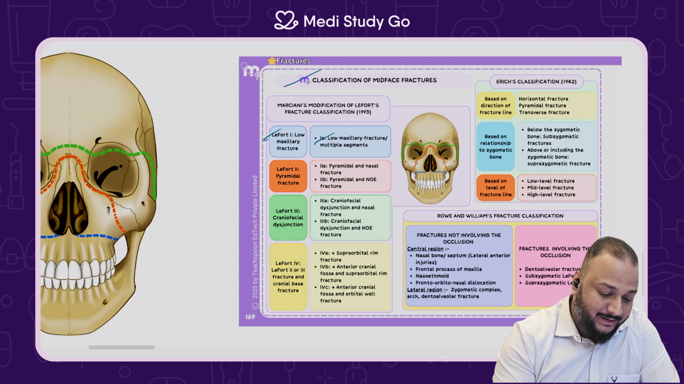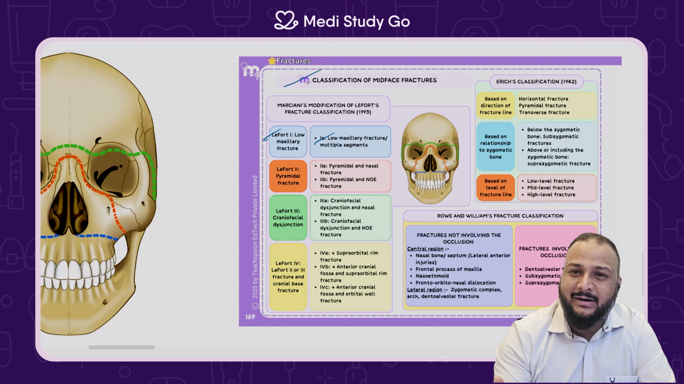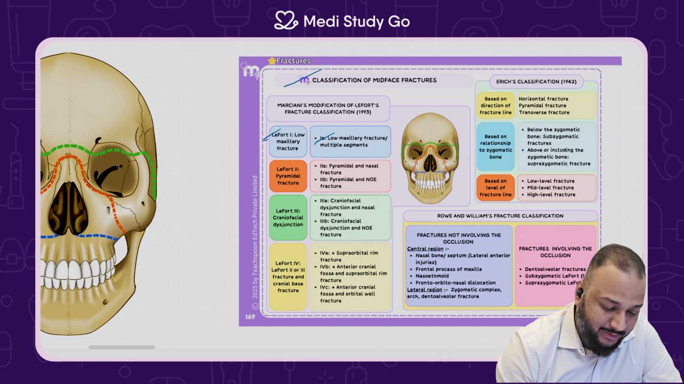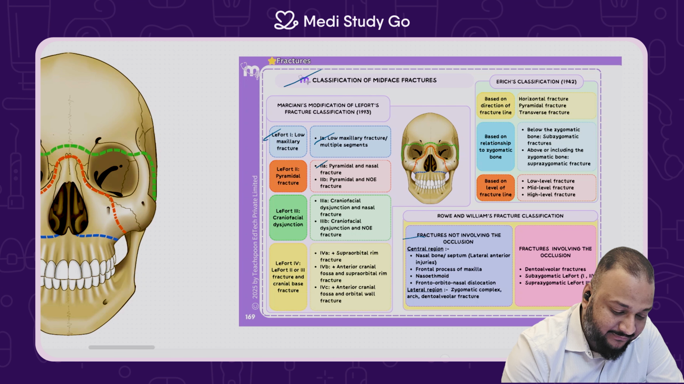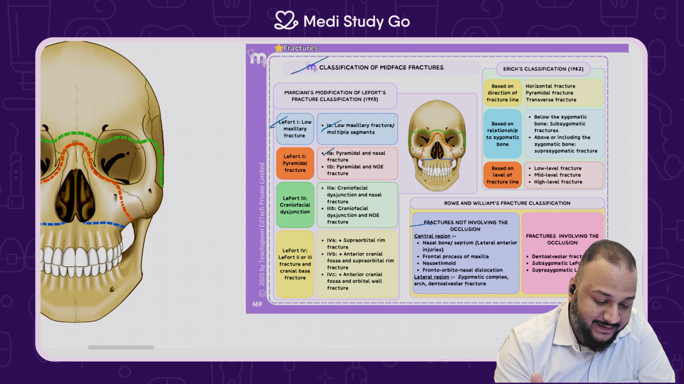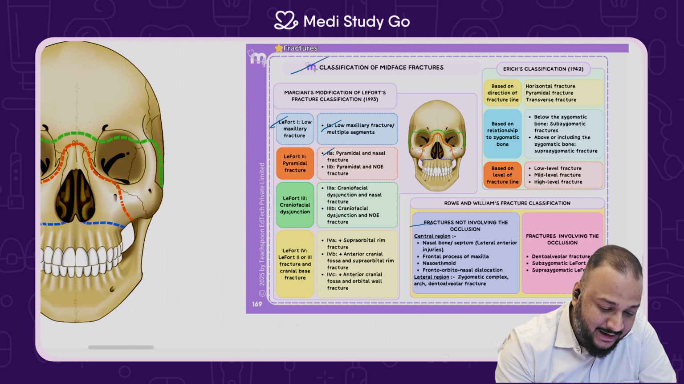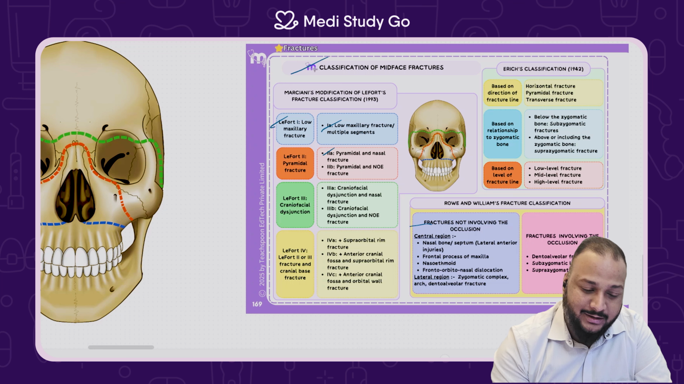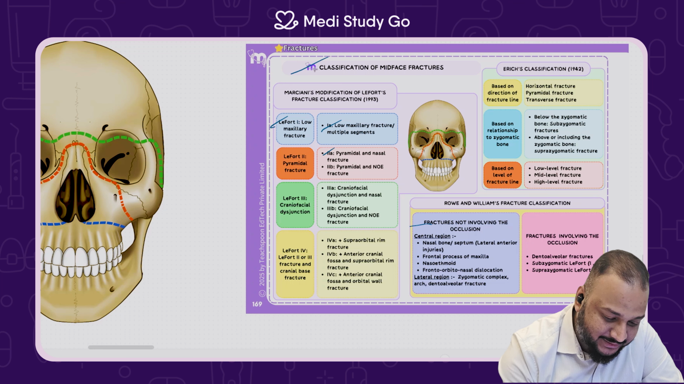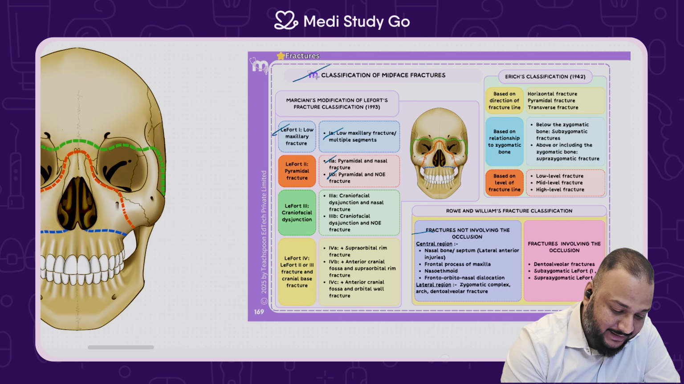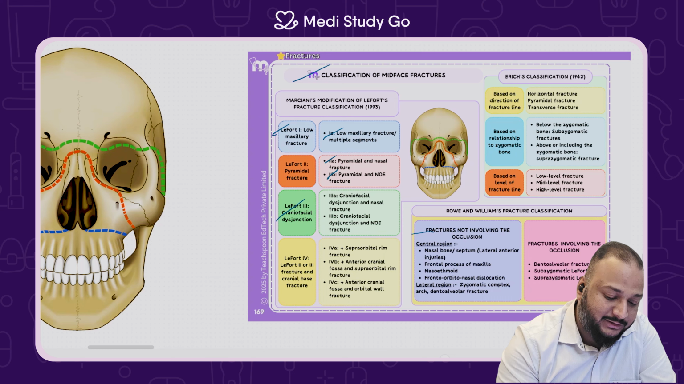Now the Lefort 2 fracture, which is a pyramidal fracture, is divided into two parts by Marciani et al. The Lefort 2A level tells you that a pyramidal fracture along with a nasal fracture is a Lefort level 2A fracture, and a pyramidal fracture in concomitance with an NOE, or naso-orbito-ethmoidal fracture, is a level 2B Lefort fracture. Next, level 3 is divided into two parts.